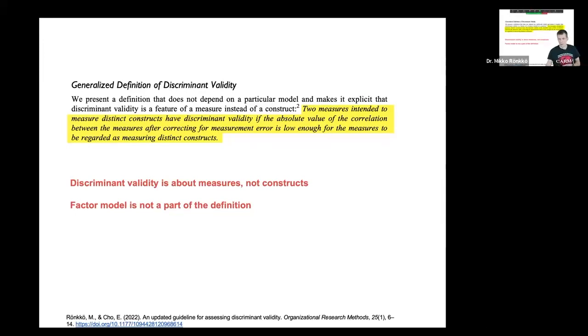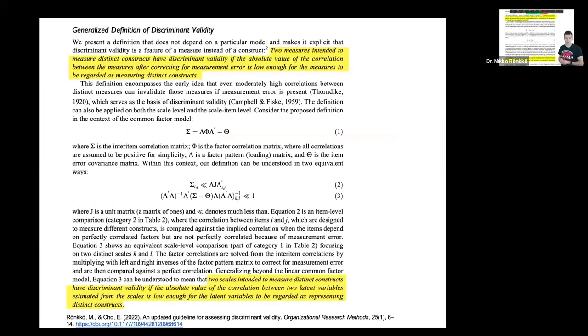And then we present an operational definition. So if we have two scales, and we construct some kind of composites, or summary measures or latent variables from those two scales, then those latent variables estimated from two scales should not be too highly correlated. That is the operational definition, and that is what we would normally assess when we assess discriminant validity.